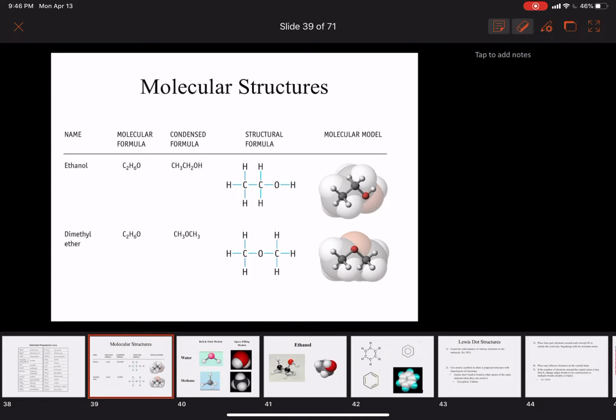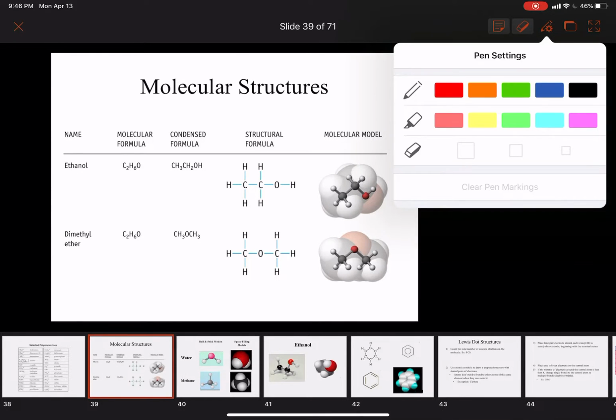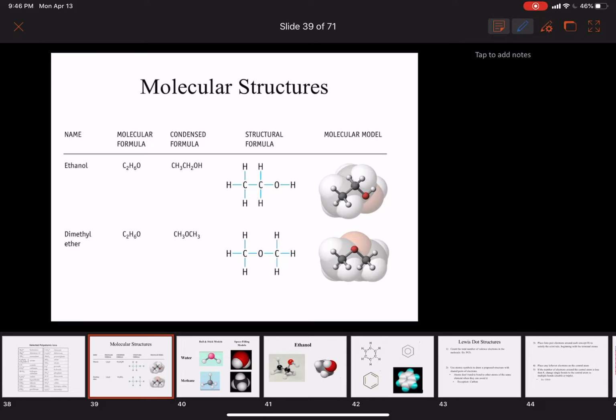Molecular structures. So on this slide, we've got a couple of molecules, ethanol and dimethyl ether. Now, if we take a look at their molecular formula, you can see that the molecular formula is C2H6O for both of them. And that seems really strange.